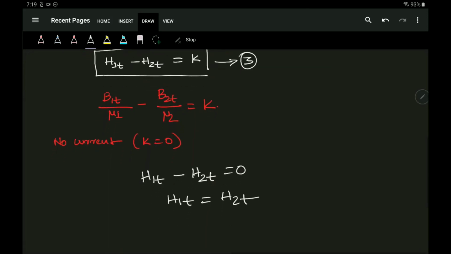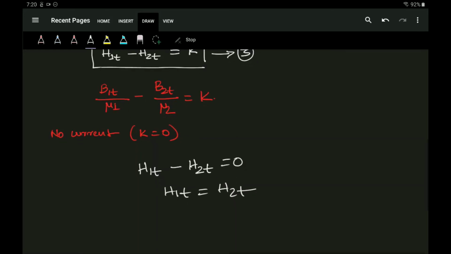So that means to say, if there is no current flowing across the boundary, or it is a charge free region, or the current is not there across the boundary, then the magnetic field intensity will be continuous. That is, a tangential component of the magnetic field will be continuous.